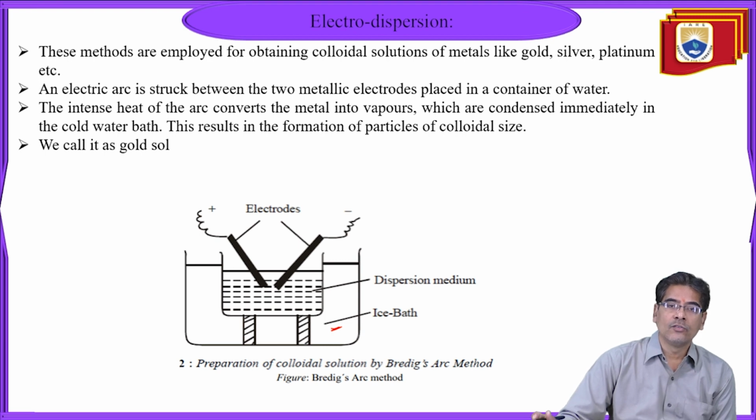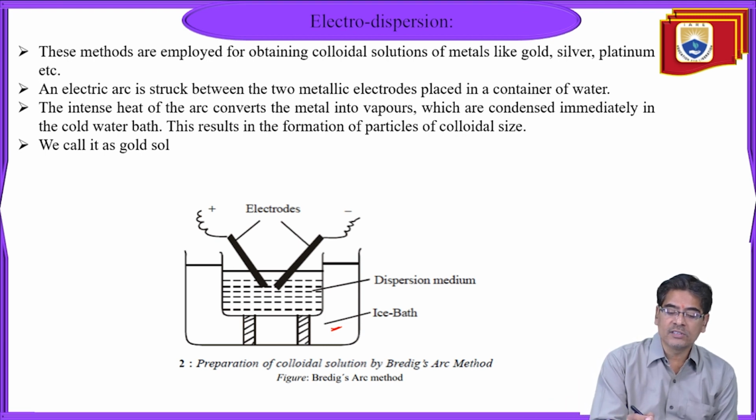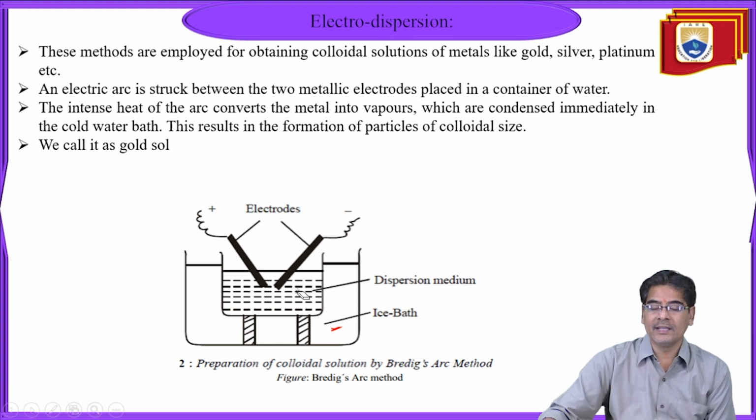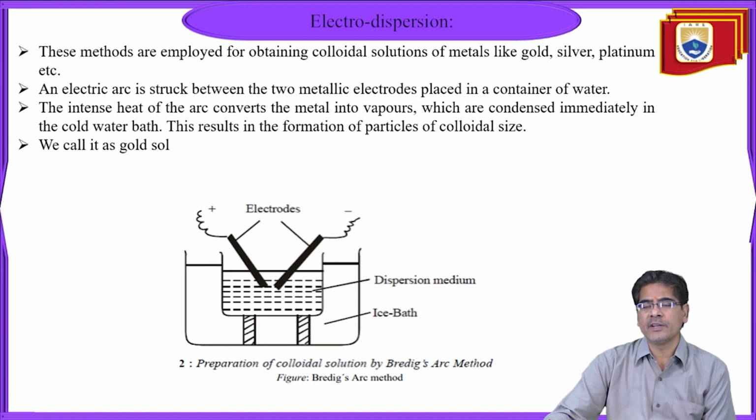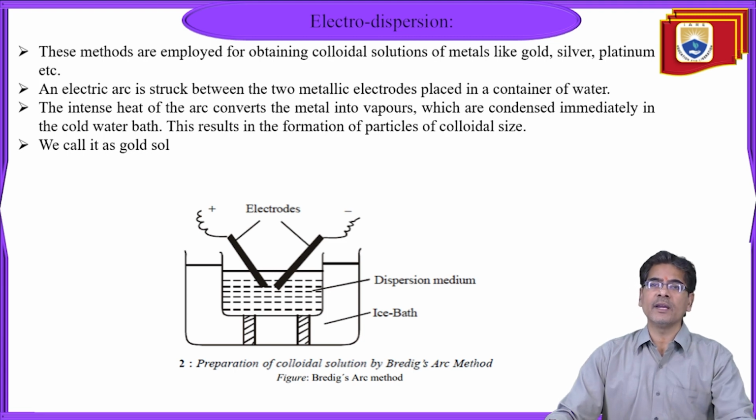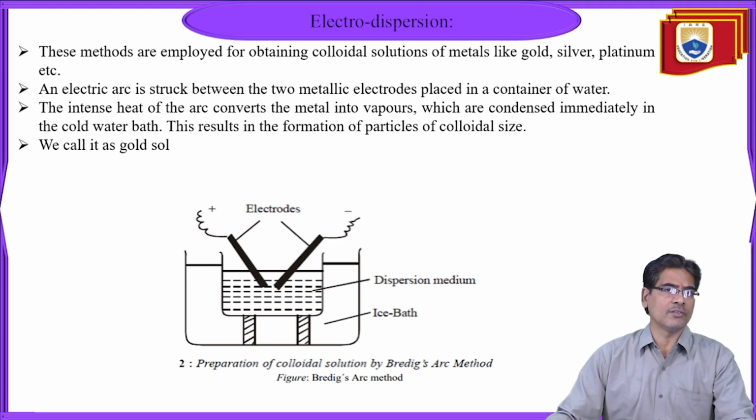Colloidal size. So when we use metal electrodes, we call it a gold sol. This is the electrode dispersion method. In the preparation of colloids, the Bredig arc method is one of the methods for preparation of colloidal solutions.